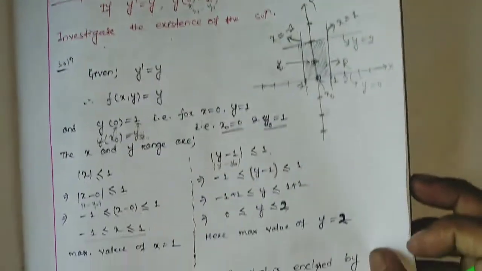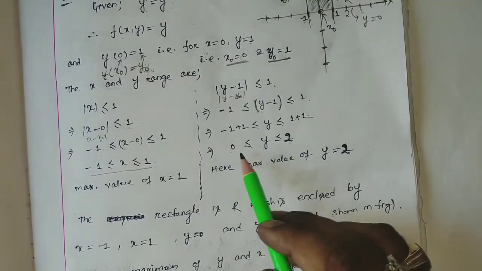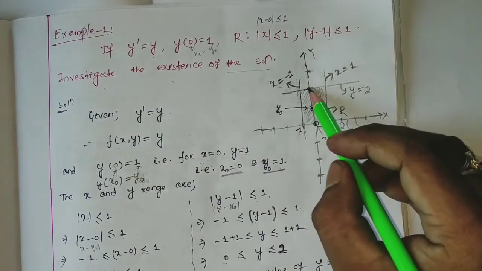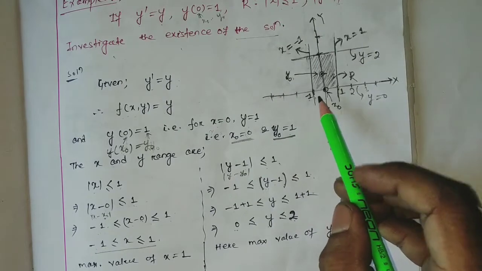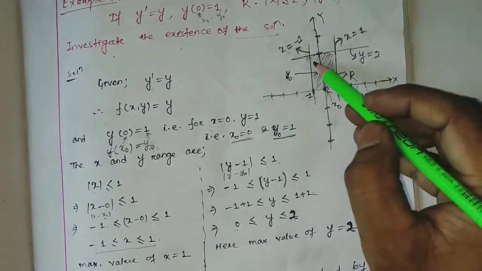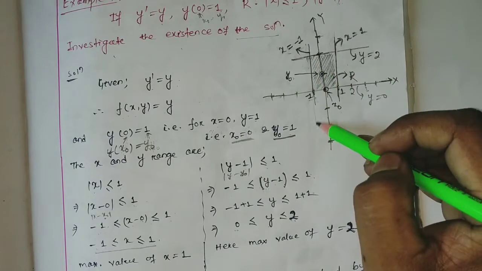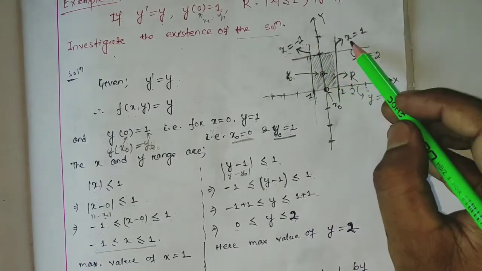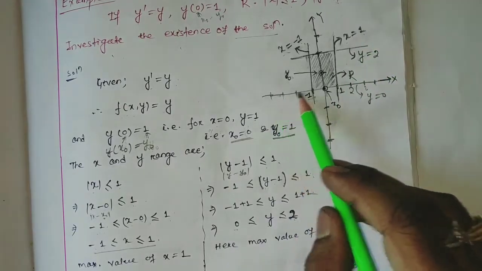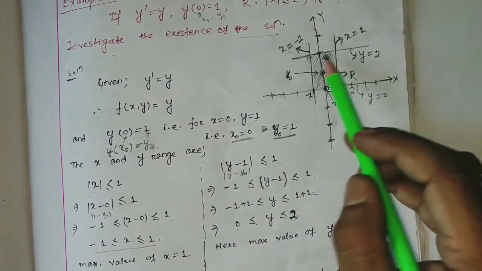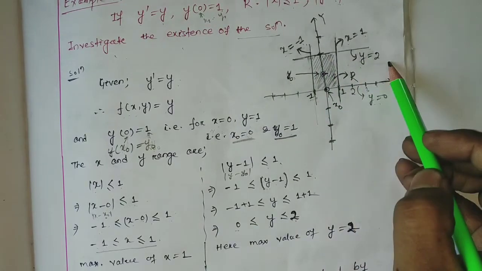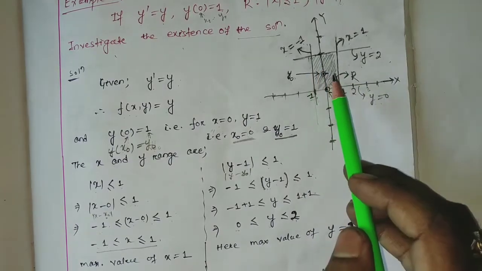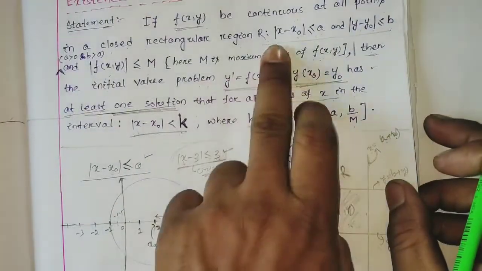So here the y range is from 0 to 2. That means from here to here. So the x range is -1 to 1. If I draw a line here, this line is called x equal to -1. This line is x equal to 1. This line is y equal to 0. And this line is y equal to 2. This region is your given rectangular region as per the theorem, right?